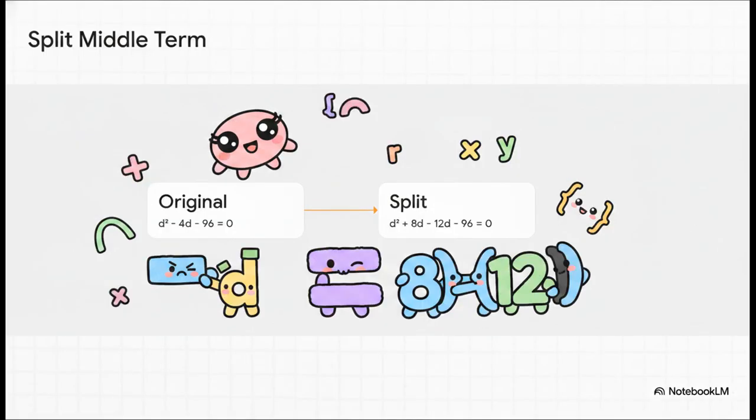We take our original equation, d squared minus 4d minus 96 equals 0. Now we use our pair to replace that middle term. So it becomes d squared plus 8d minus 12d minus 96 equals 0. The brilliant thing here is that we haven't changed the actual value of the equation at all. Positive 8d minus 12d is literally just negative 4d. We've just expanded it out to make the next step possible.